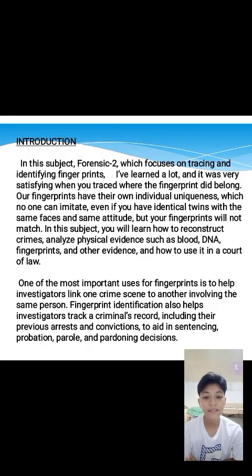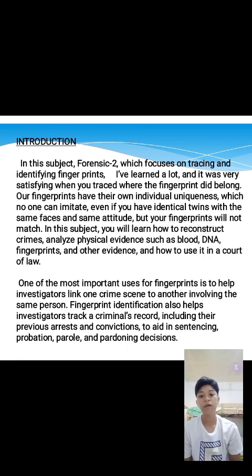Today, I will discuss my dactyloscopy final examination. This is my introduction. In this subject, Forensic 2, which focuses on tracing and identifying fingerprints, I learned a lot, and it was very satisfying when you trace where the fingerprint did belong.